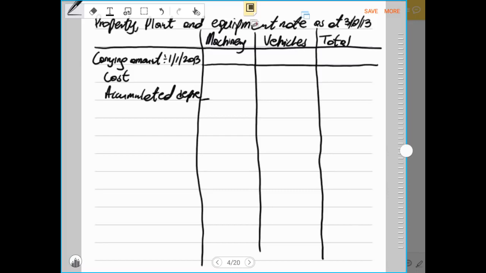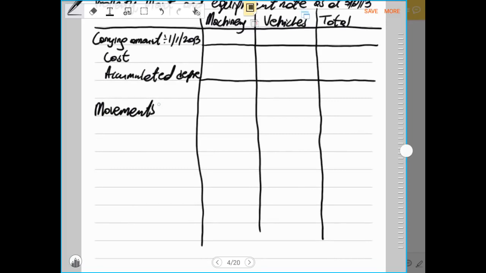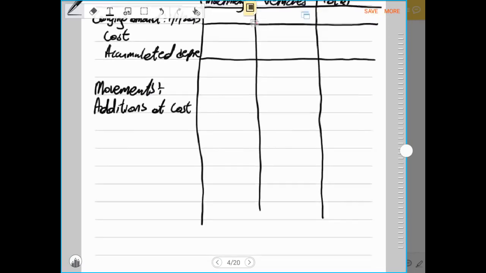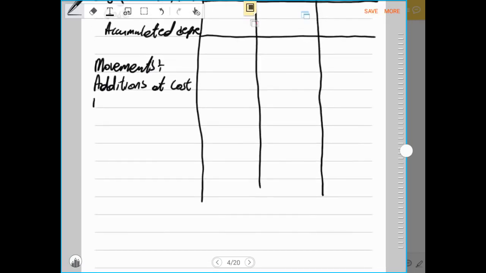And there's a line just below the accumulated depreciation. Then after we have what you call movements. Everything that took place during the current year is recorded here. And under movements, we have additions. Additions at cost. That must be noted is at the cost price.